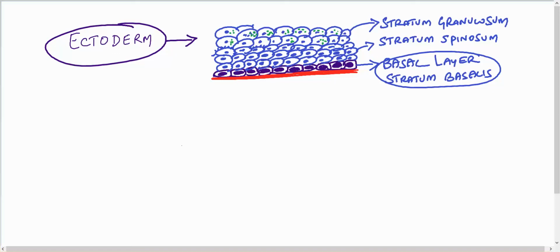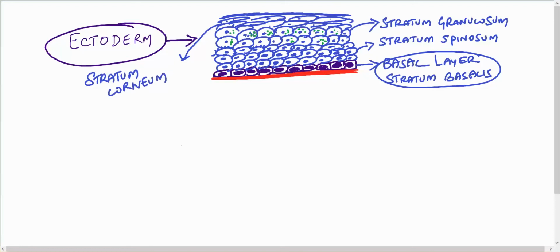And finally these cells completely mature and form stratum corneum. It becomes completely flat and has a very dot-like nucleus, and the cells die and form a thick protein coat. So these flat cells are called stratum corneum.